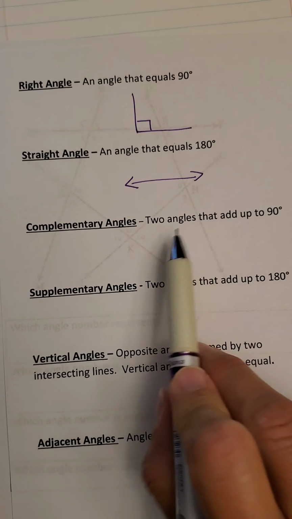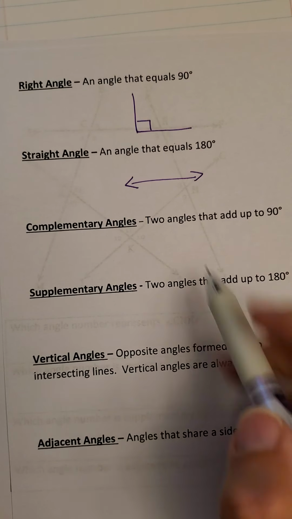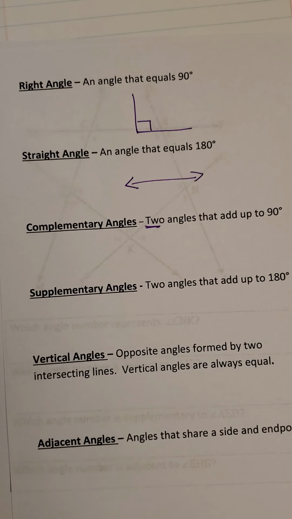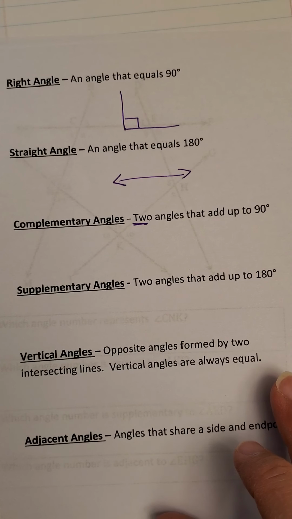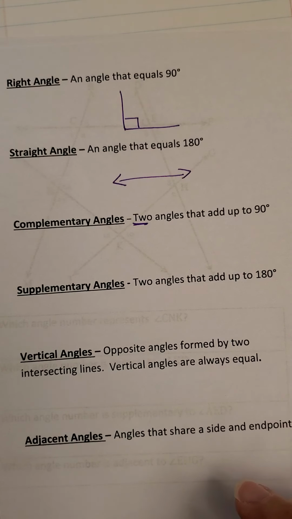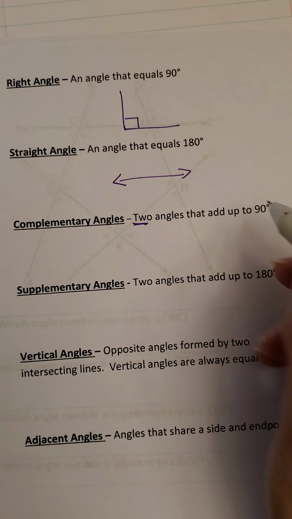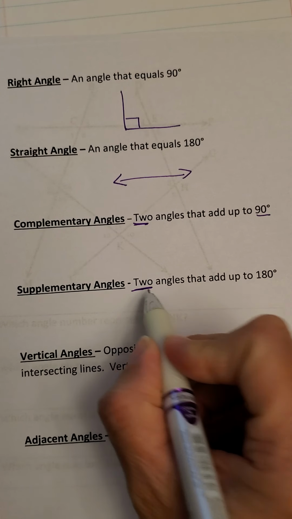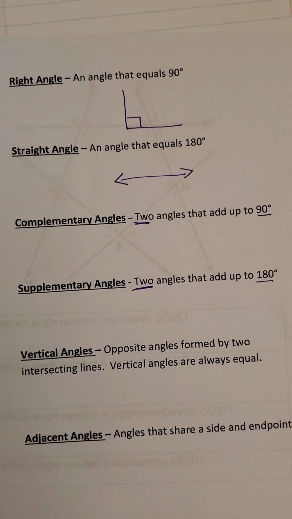Complementary angles, two angles that add up to 90 degrees. Two angles, super important, not three angles, two angles, not one angle. A right angle is not complementary angles because it's just one of them. Complementary angles, two angles that add up to 90. Supplementary angles, two angles that add up to 180.